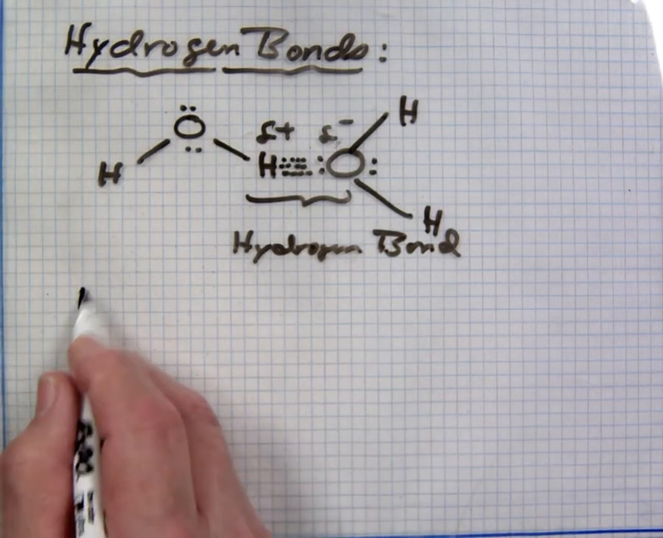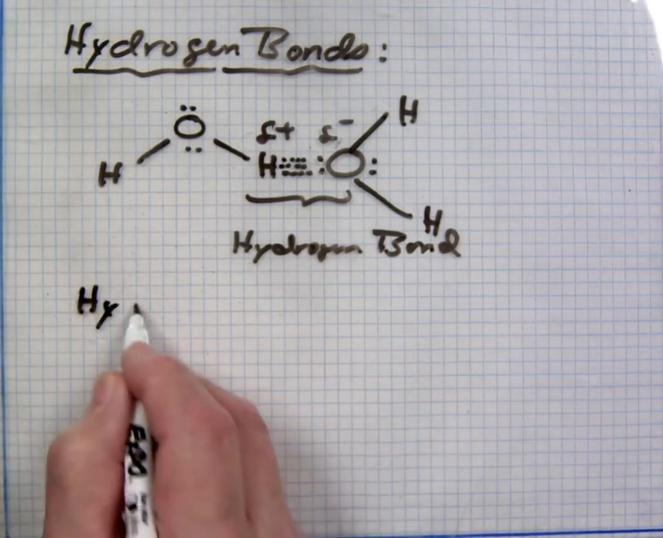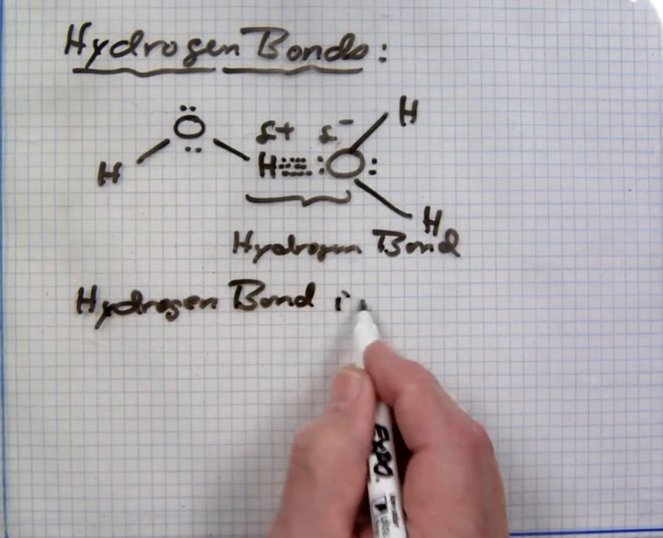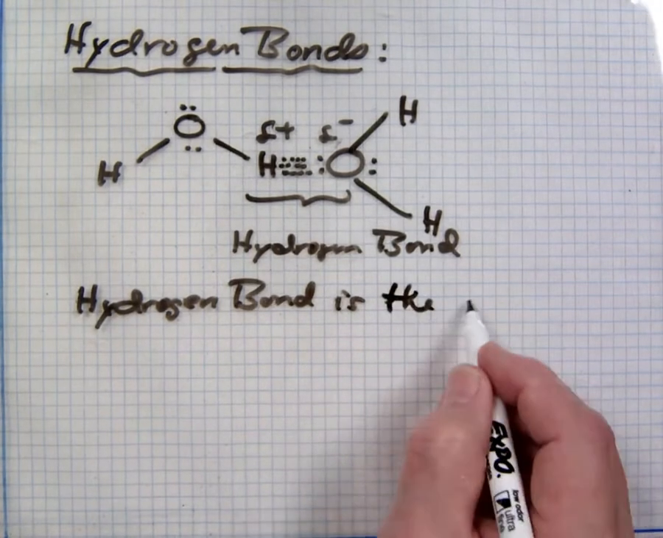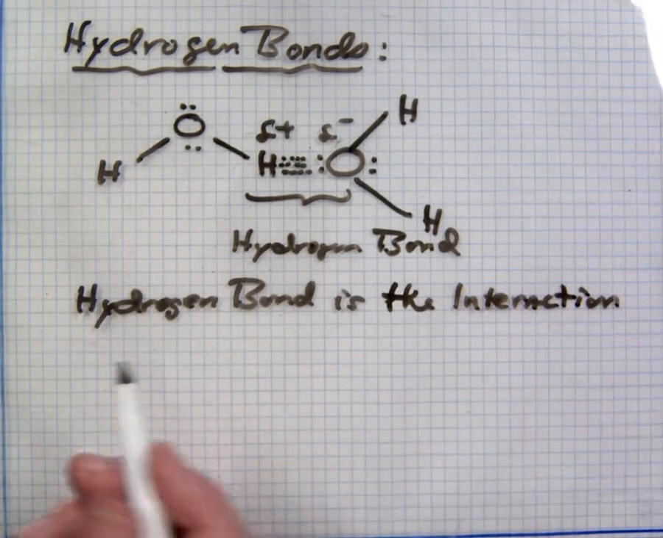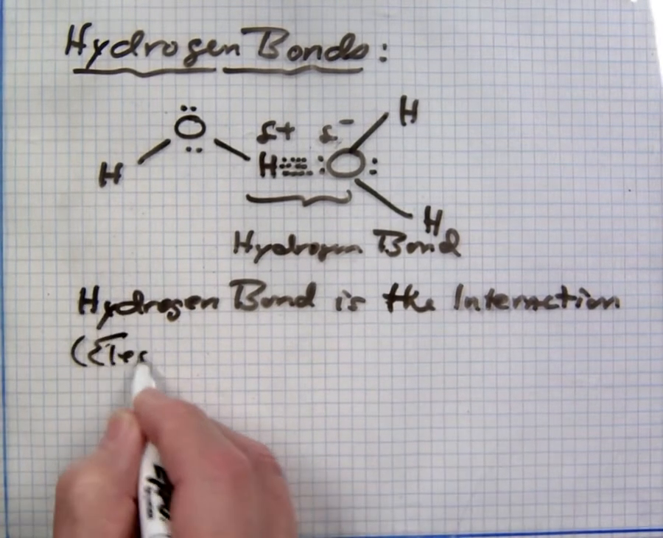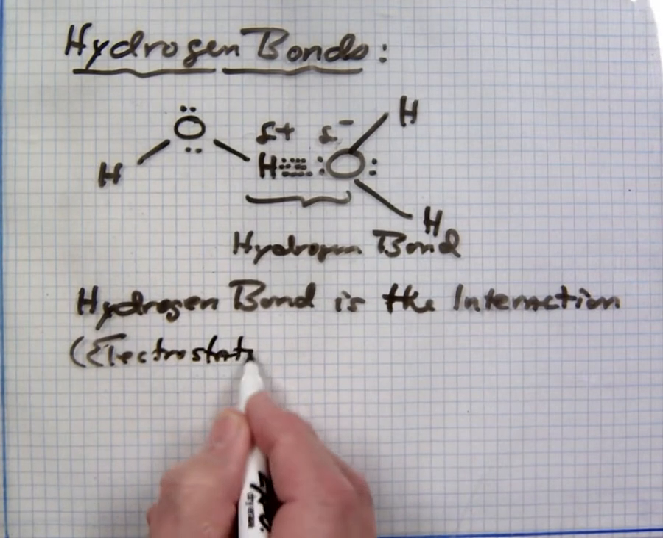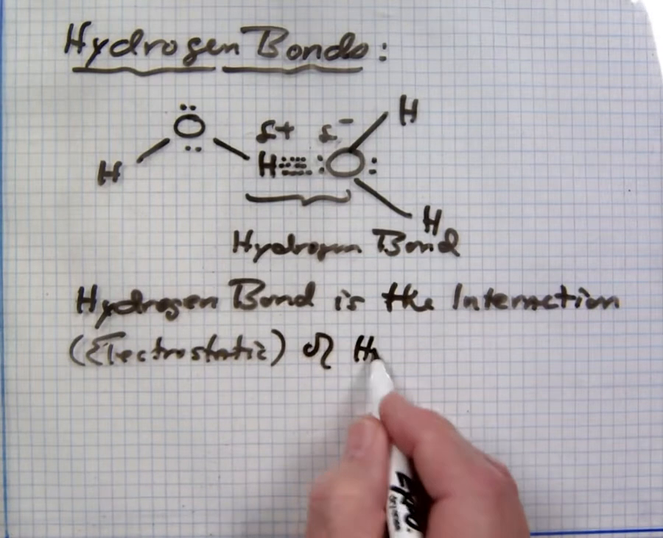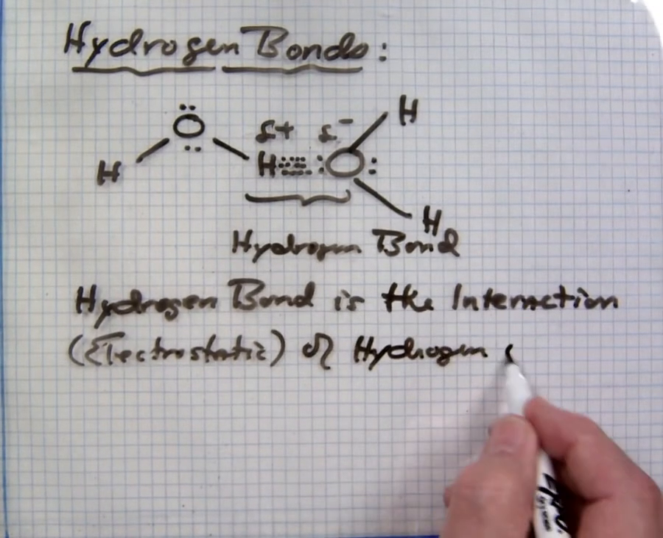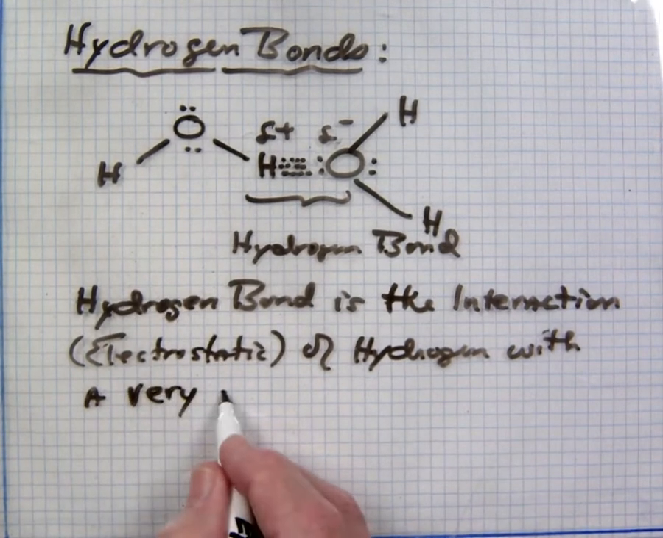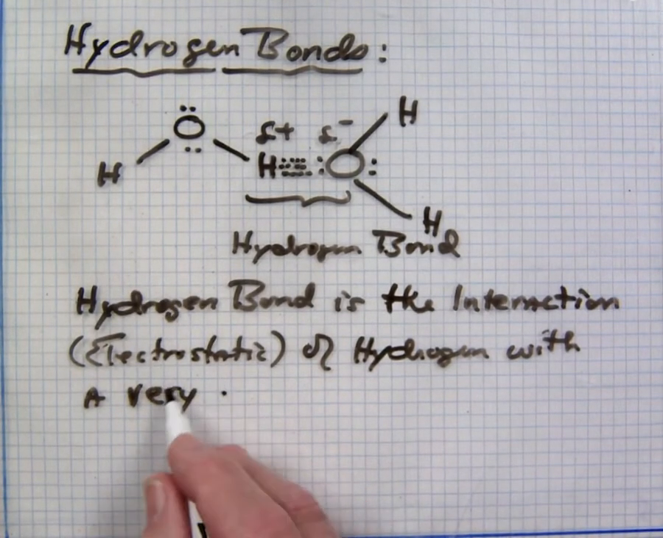Hydrogen bonding is a two-part definition. It is the electrostatic interaction of hydrogen with a very electronegative element on another molecule.